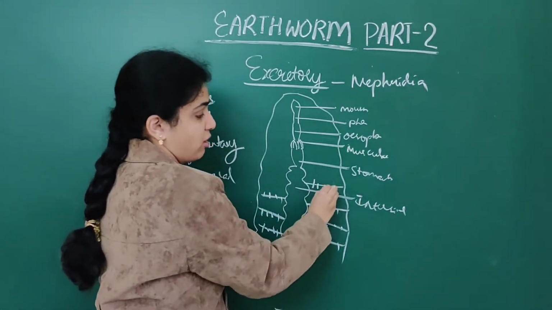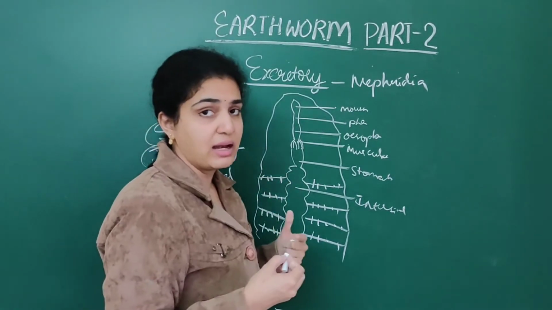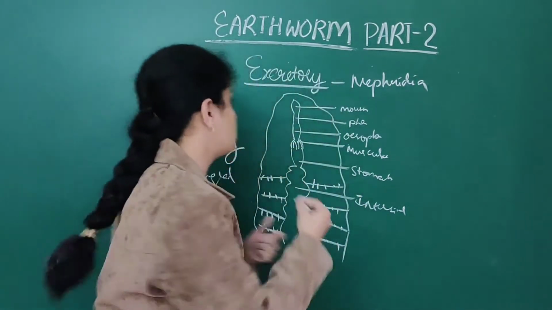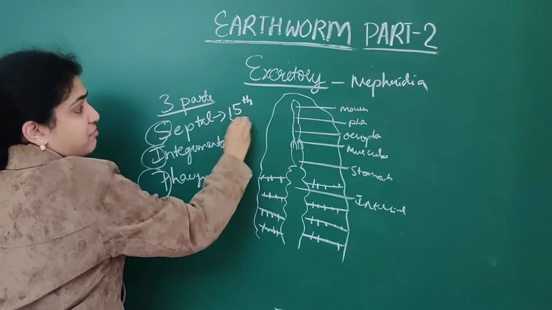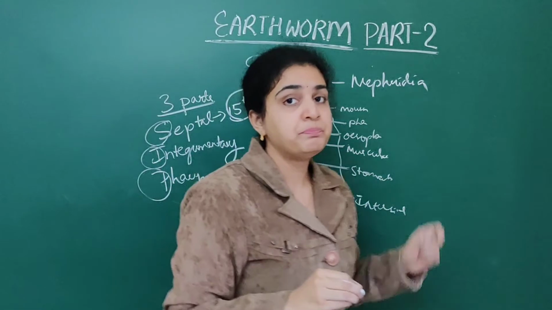15th segment means what is present? From the 15th segment only the intestine will arise. So from the 15th segment only these septal nephridia also will arise. So these septal nephridia will extend from the 15th segment to the last segment.